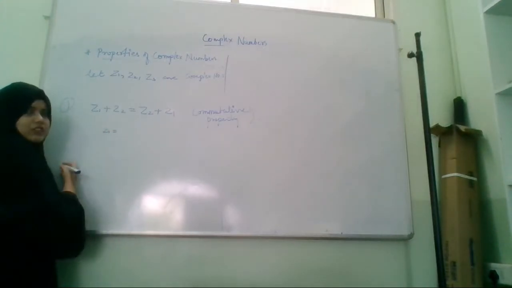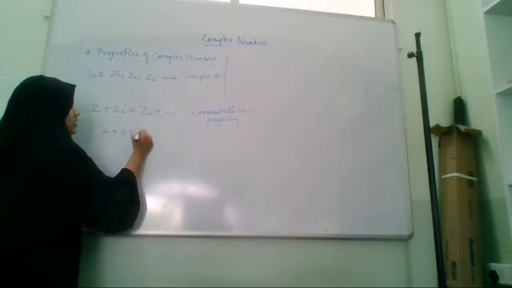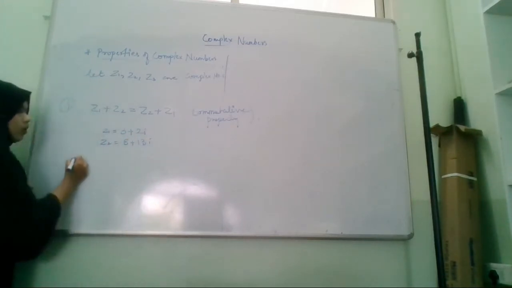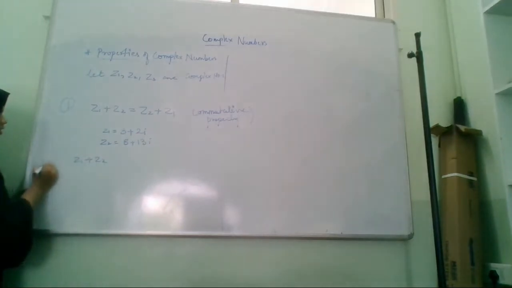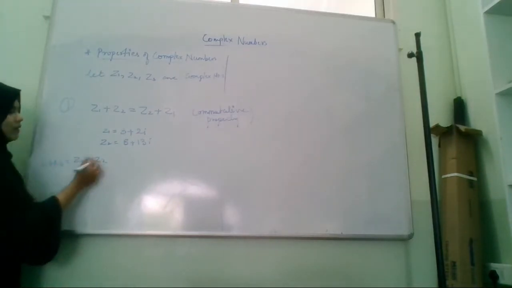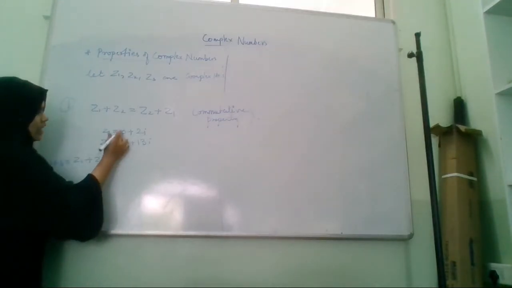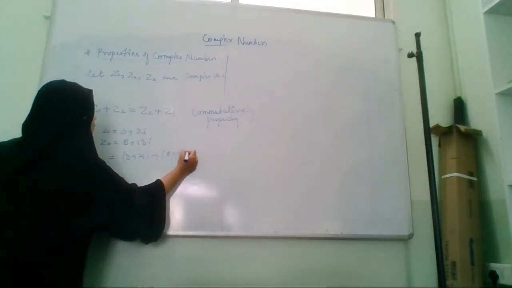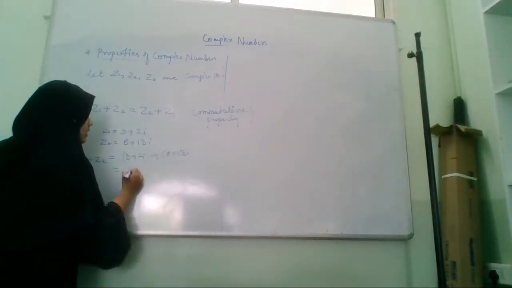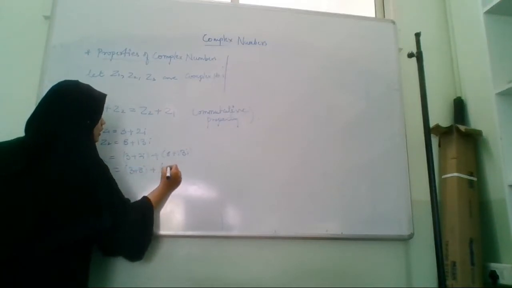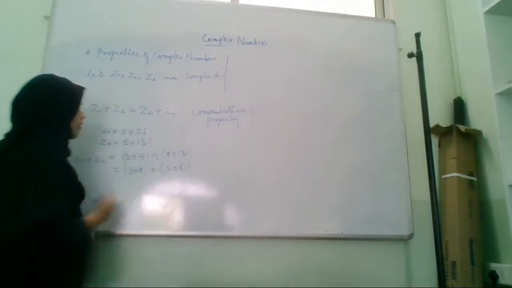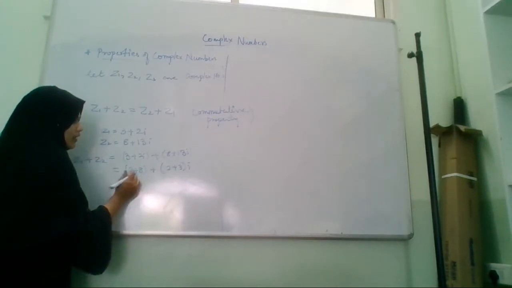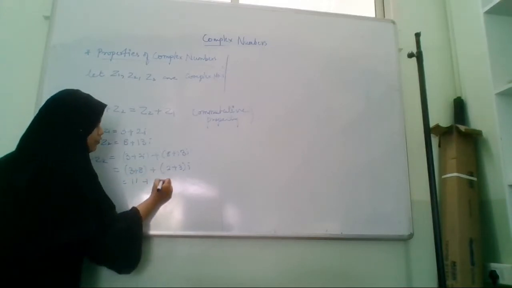Suppose Z1 is equal to 3 plus 2i and Z2 is equal to 8 plus 3i. So what will be Z1 plus Z2? This will be your LHS. Left hand side will be Z1 plus Z2. So addition of Z1 plus Z2 will be 3 plus 2i plus 8 plus 3i. That means 3 plus 8, plus 2 plus 3 of i, I am taking i common. 2 plus 3, 3 plus 8. So this will be 11 plus 5i.